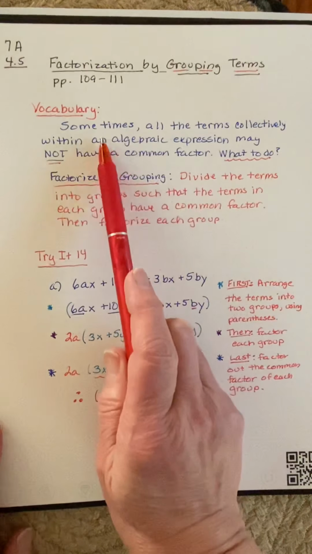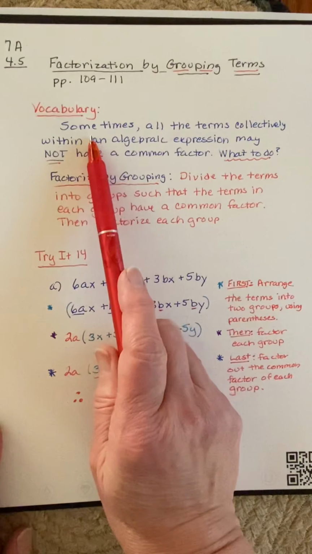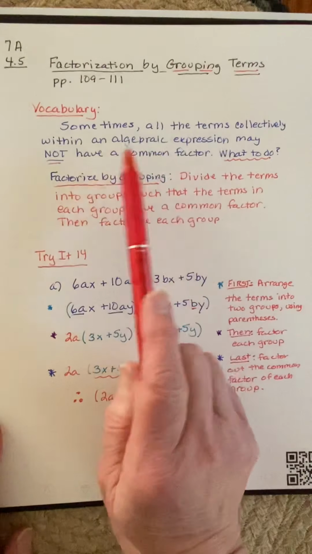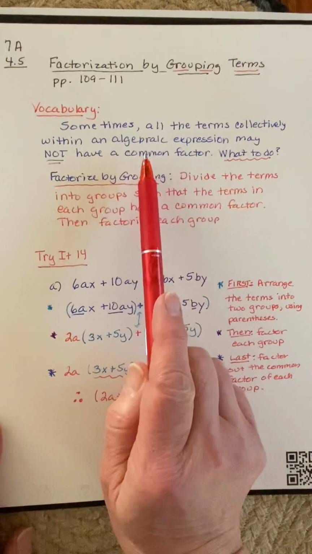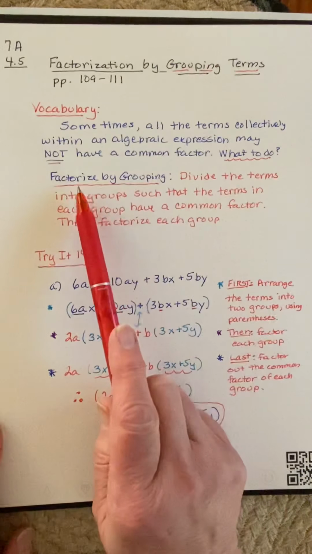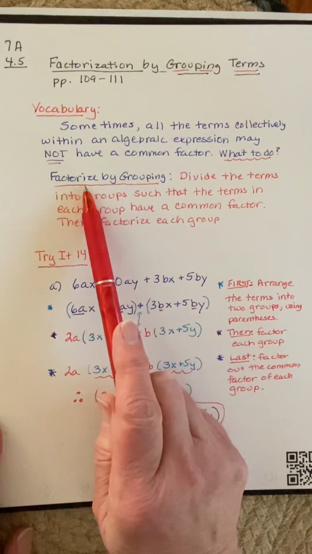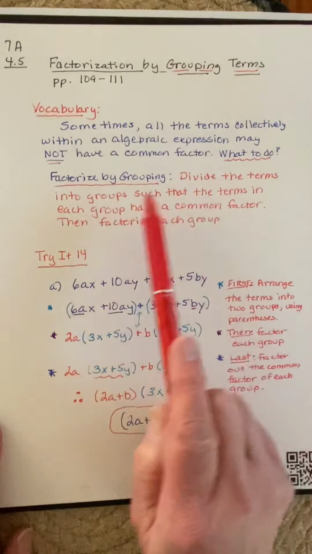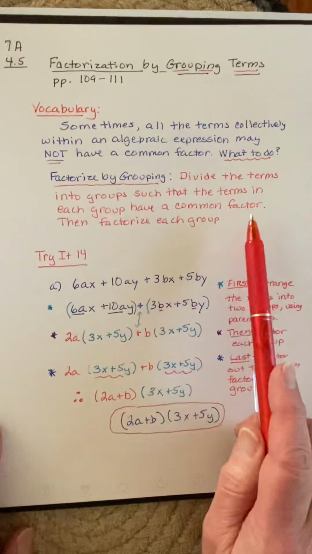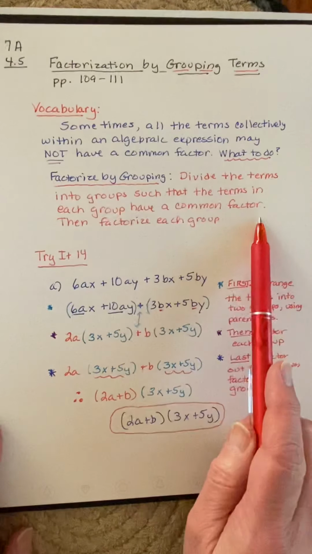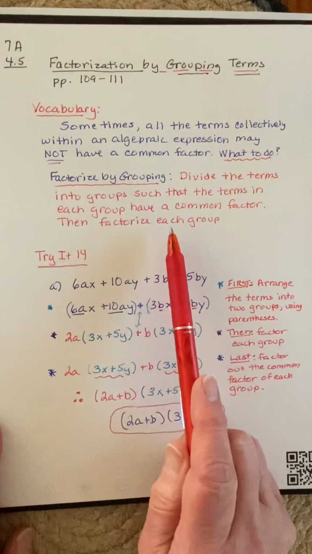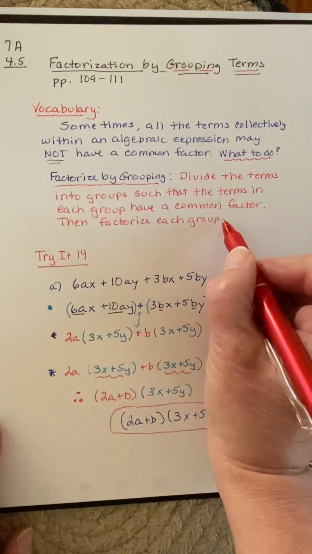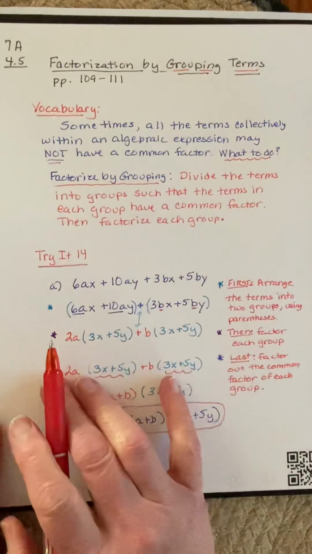So, for example, sometimes all the terms collectively within an algebraic expression may not have a common factor. So what do you do? This is where it comes into play. You factorize by grouping, which simply means divide the terms into groups such that the terms in each group have a common factor, then factorize each group separately, and then you combine them at the end. So here we go. Try it 14.